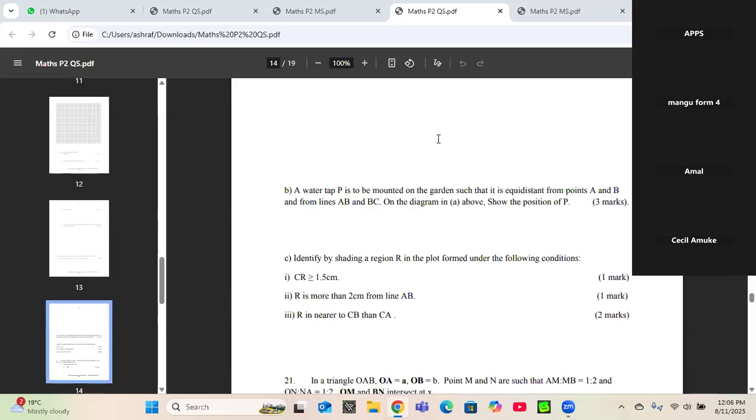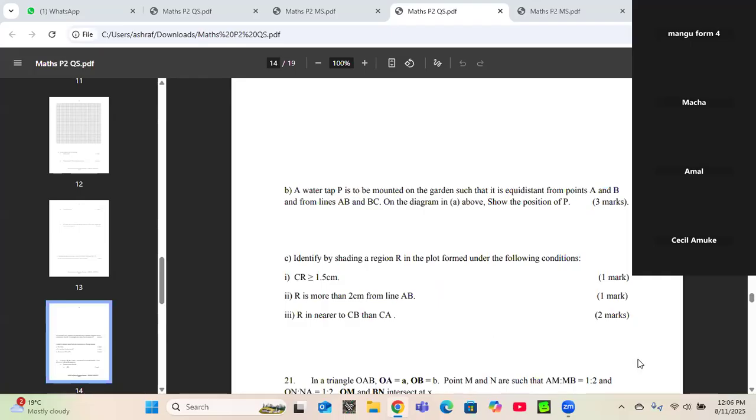Okay, no question. So that is part B. We have located point P. Then C, identify by shading a region R in the plot formed under the following conditions. So the first condition, CR should be greater or equal to 1.5.